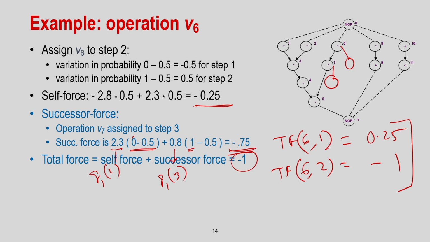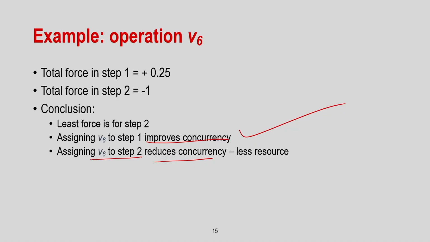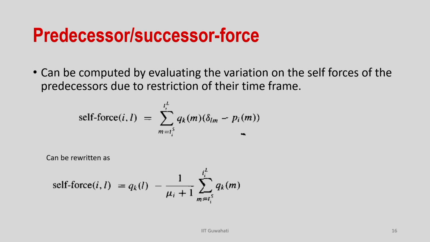Okay. So, let us now try to understand how we can actually calculate the successor force for all cases, right, because here you can understand that whenever you try to schedule an operation in a particular timestamp, it is going to impact all the successors and all the predecessors. So, I have to calculate that for all successors and all predecessors, and I have to sum it up with the self force. Okay. And how I can calculate it, let us try to understand.